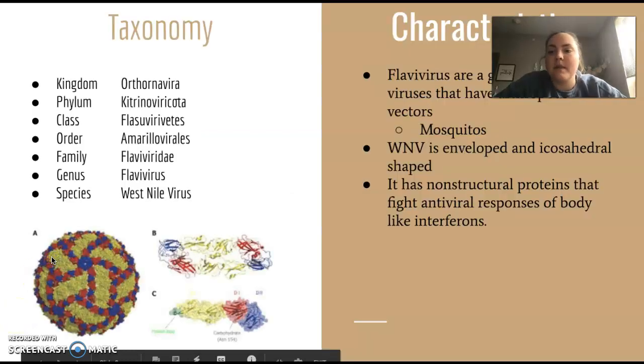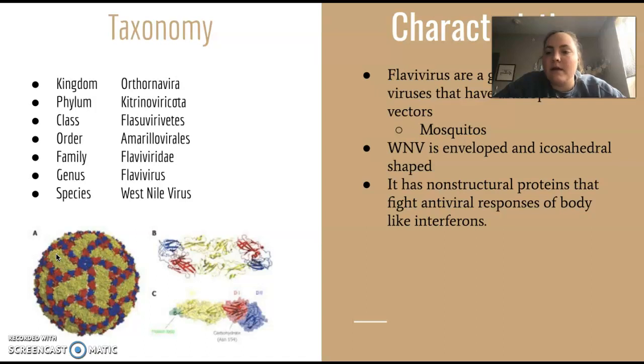The taxonomy. The kingdom is the Orthornavirae, the phylum the Kitrinoviricota, class Flasuviricetes, order Amarillovirales, family the Flaviviridae, and the genus the Flavivirus, and then the species ultimately is West Nile virus.